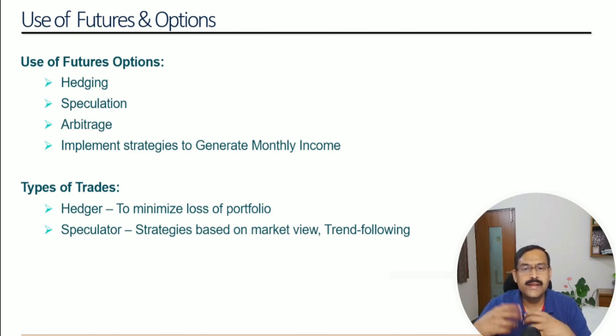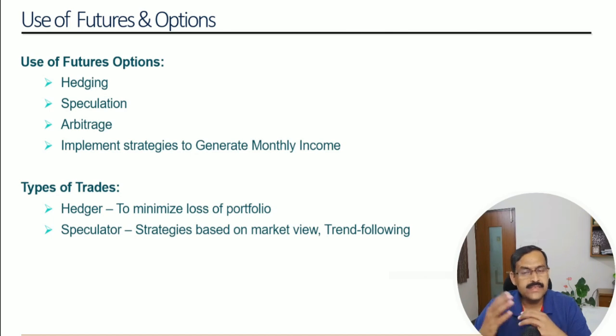Speculation is that you build a market view and, based on the market view, you design the strategies so that you can make money out of it. Arbitrage is nothing but capturing the price difference between two instruments. For example, the current month future and the next month future may have a slight difference, and you may want to capture that slight difference to make money out of the price difference between these two instruments. But arbitrage is not so popular because the moment people know that there is an arbitrage opportunity, people will grab it and it will disappear.